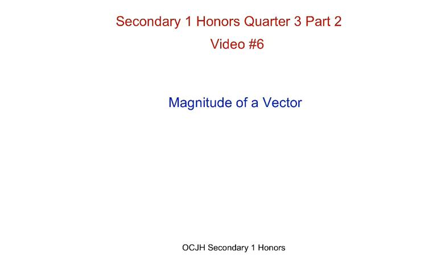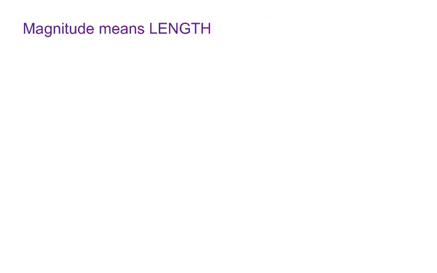This is Secondary 1 Honors, Quarter 3, Part 2, Video number 6. This is on the magnitude of a vector, and we'll also be talking about something called displacement. Okay, first of all, magnitude means the length of something, as we talked about in a previous video.